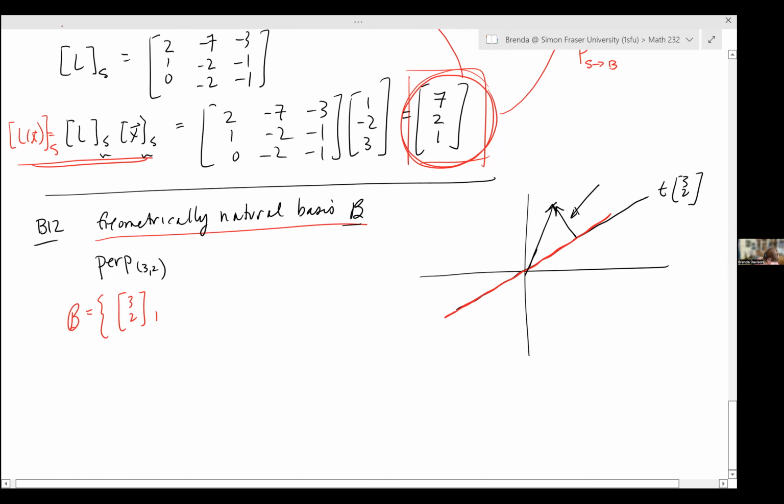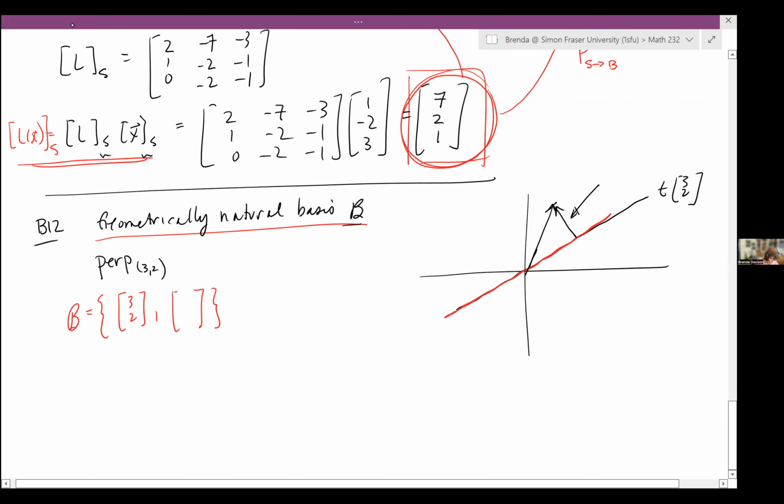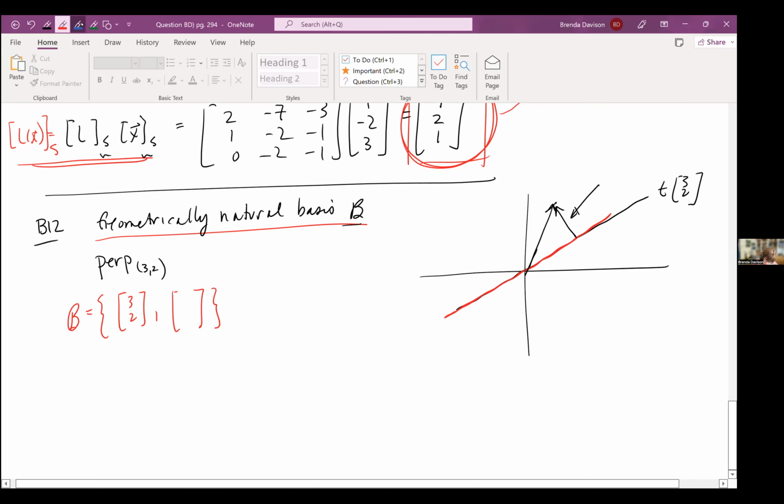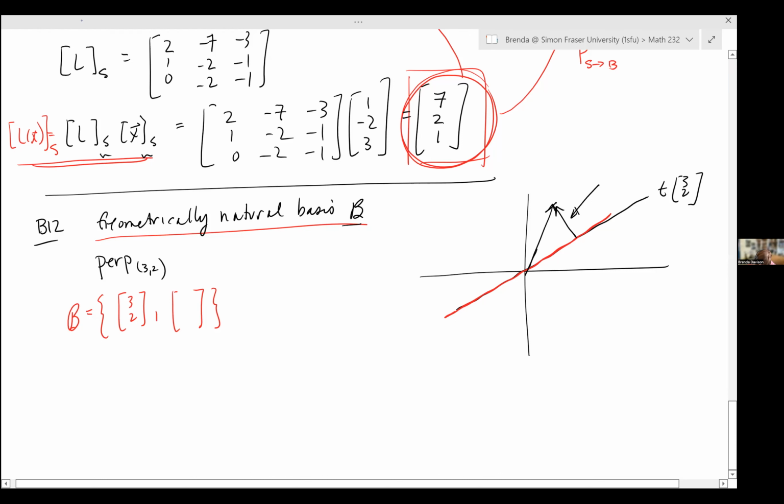I need a basis for R2. I need 2 vectors. Now, what would be the most obvious second basis vector to pick? Particularly given that we're doing projection and that we're also looking at things that are perpendicular, my second basis vector is going to be right here, along this line, perpendicular to my other basis vector. And that will form a linearly independent set.